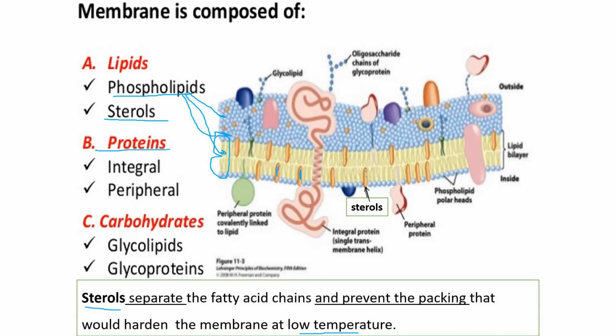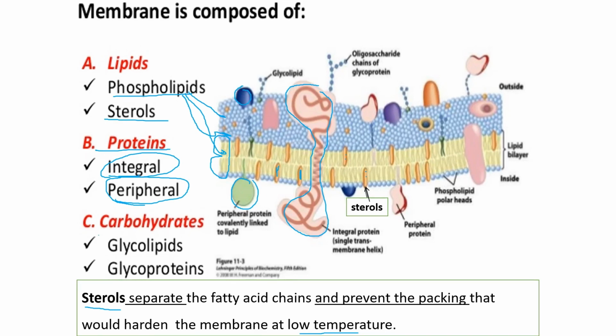Okay, next we have proteins, and we have two main types of proteins. One type is integral proteins. Like in here, a very large integral protein. Integral means transmembrane. It penetrates through the membrane. So this is one transmembrane or integral protein. The other proteins could be peripheral proteins. For example, here is a peripheral protein, or here could be peripheral proteins on the periphery.